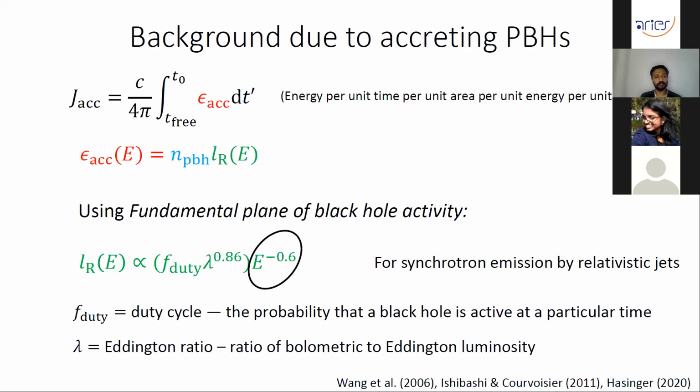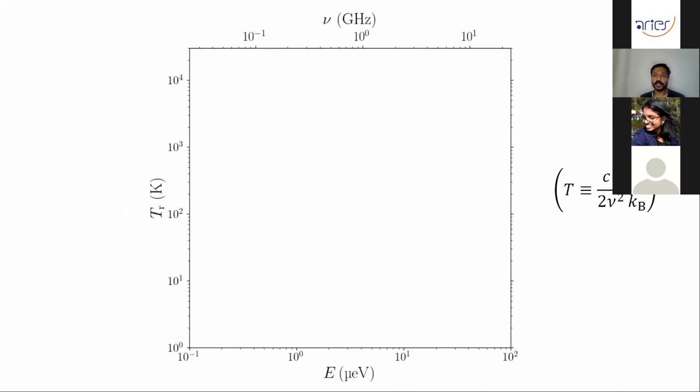What is interesting about this power law index is that the most probable mechanism, which is thought to be synchrotron emission, gives rise to a power law index of -0.6. If you convert this into temperature units using the Rayleigh-Jeans approximation, you get this index to be -2.6, and this is the same as the index seen by ARCADE and LWA. This makes these accreting primordial black holes quite interesting in explaining the origin of the excess radio background.